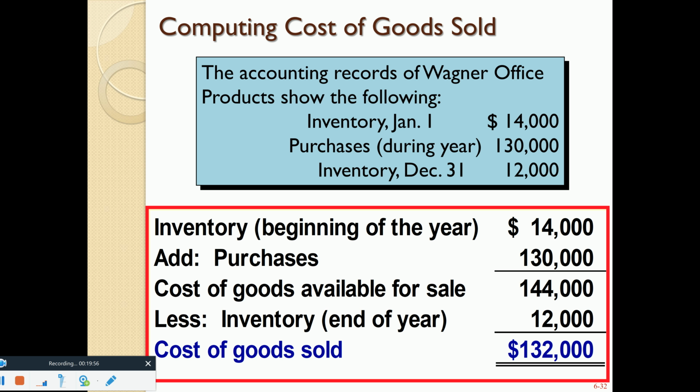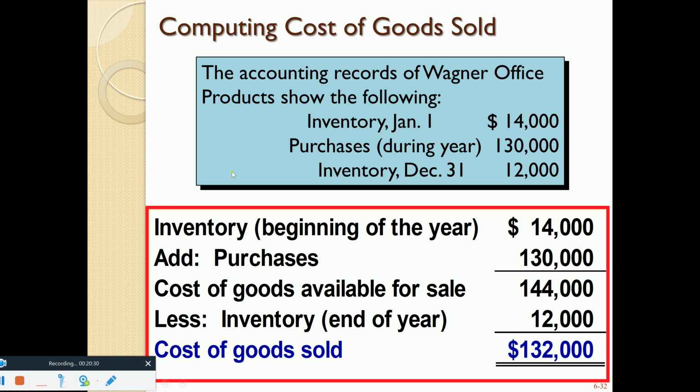So now the question is, did we sell all of it? Well, let's go to the warehouse at the end of the year and count the ending inventory. In this example, we counted $12,000 of ending inventory at the end of the year. So if we had $144,000 of inventory available to sell, but $12,000 is still here at the end of the year, what happened to the difference? It was sold. And that is called cost of goods sold.